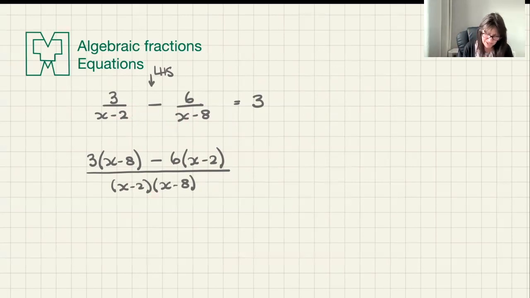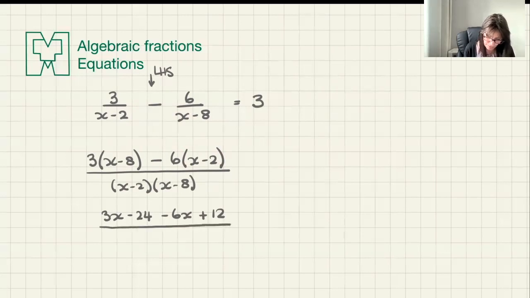Now I start my process of tidying. So I've got 3x minus 24 minus 6x plus 12. And watch for this, okay? When they've got a negative, that's why we use our brackets. That's why we set everything up clearly so we don't miss double negatives becoming positives. It's very, very easy to miss, okay? And that is going to be all over, and I'm going to expand this out at this stage, which is going to be x squared minus 10x plus 16.